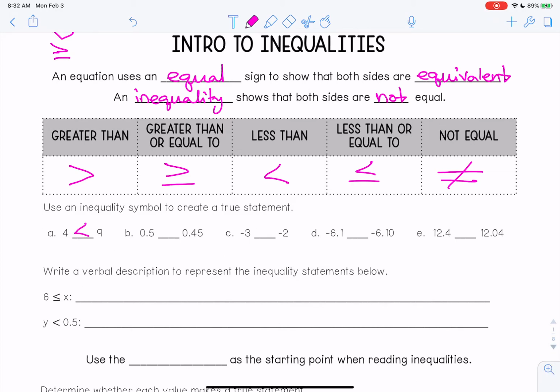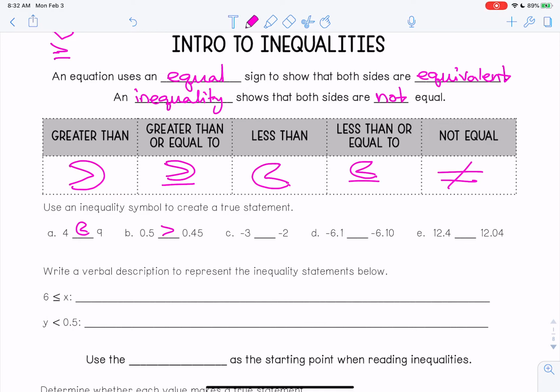Now, if you're having trouble understanding which way the symbol goes, a neat trick you can do is you can think of it like a Pac-Man, okay? And Pac-Man always eats the bigger number because he's hungry. So I like to draw the Pac-Man body, and then that tells me which side Pac-Man's facing, and whatever side Pac-Man's facing is the bigger number. So 0.5 and 0.45, I know 0.5 is bigger, so Pac-Man's going to be eating 0.5. Does that make sense? And if he's going to be eating it, it's going to face that way.